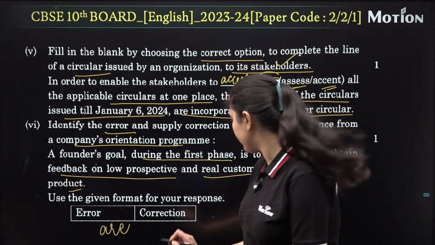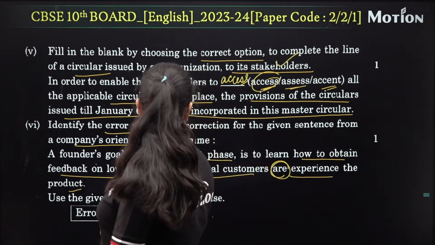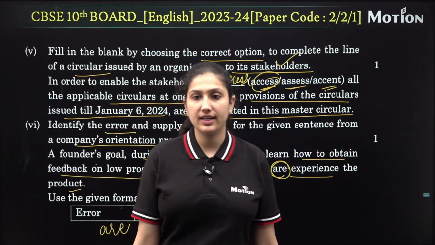"Are" is the error and the correct word is "who". Very good, the thinker. Who is the correct answer? Who experienced the product? This is absolutely correct.